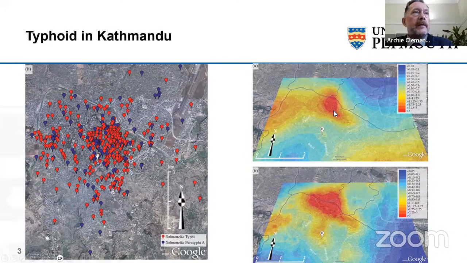The map at the top there is a very well-defined spatial cluster of Salmonella typhi, and the map at the bottom is a slightly more diffuse cluster of Salmonella paratyphi. And interestingly, like John Snow's map, these hotspots are actually linked to a particular well near the river in Kathmandu. These maps are then useful tools to plan where interventions need to be undertaken within Kathmandu city.